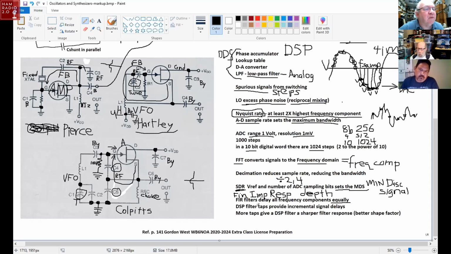DSP filter taps, which are used to implement the finite impulse response filters in the DSP, provide incremental signal delays. That's how a FIR filter is built, by using filter taps. And the more filter taps you use, the better the shape factor. That means the sharper the filter response is. So more DSP filter taps give a DSP filter a sharper filter response, which we learned last week is a better shape factor. Its sharper filter response makes the filter better.